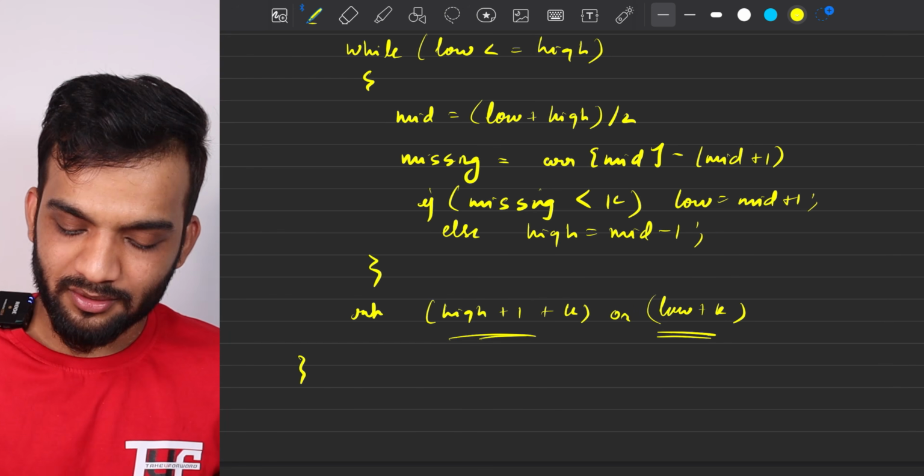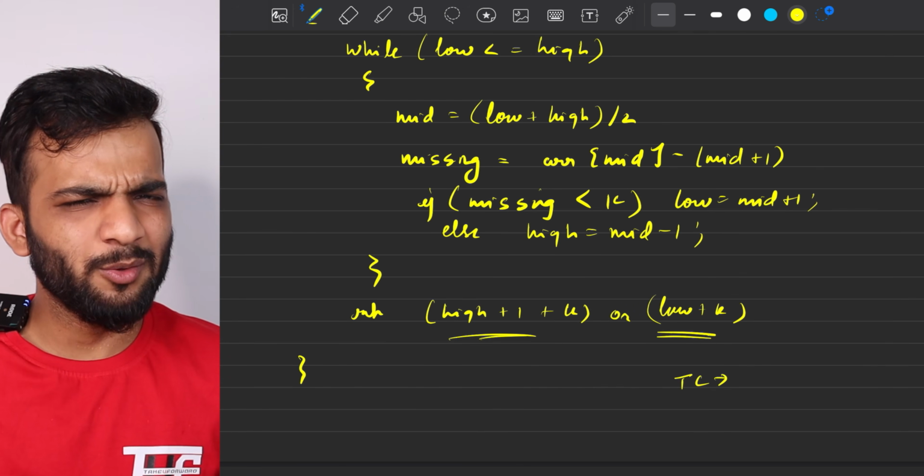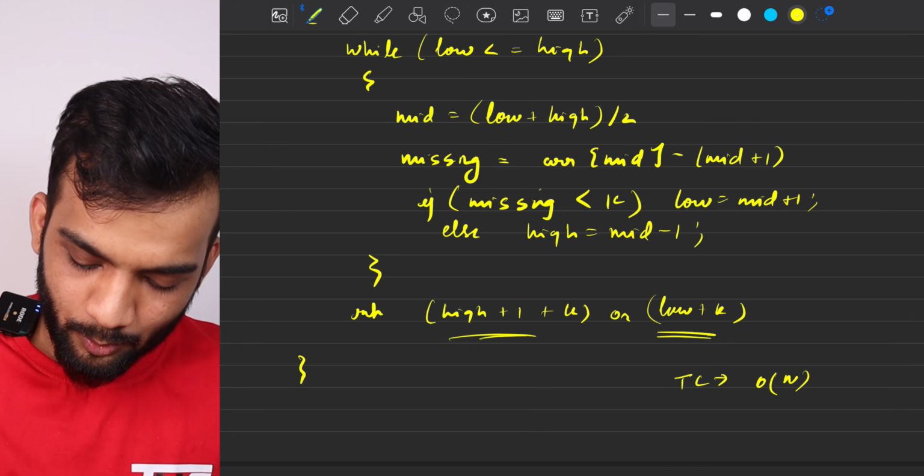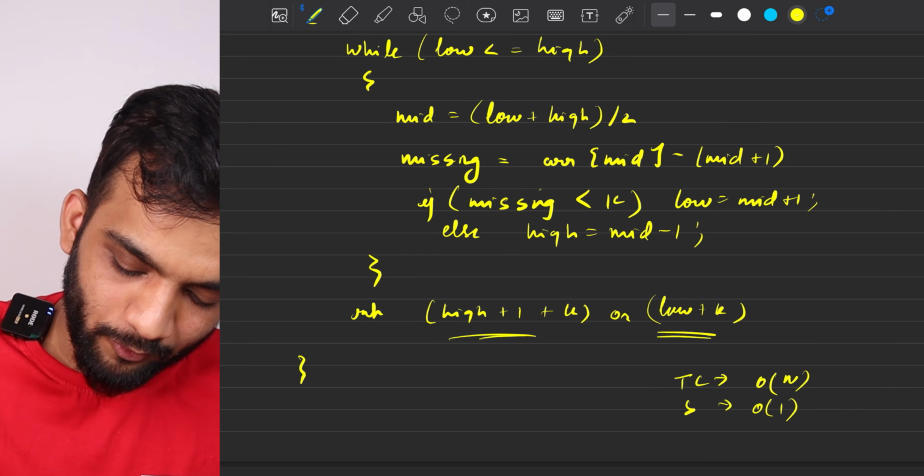That's it. Done. What is the time complexity? You're doing a typical binary search in the array. So it's a big O of log n. What is the space complexity? A big O of 1.